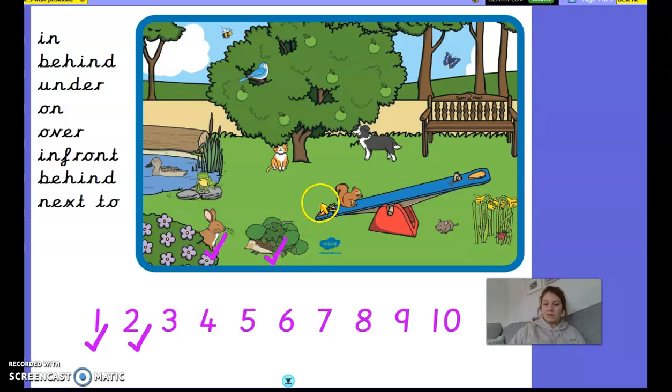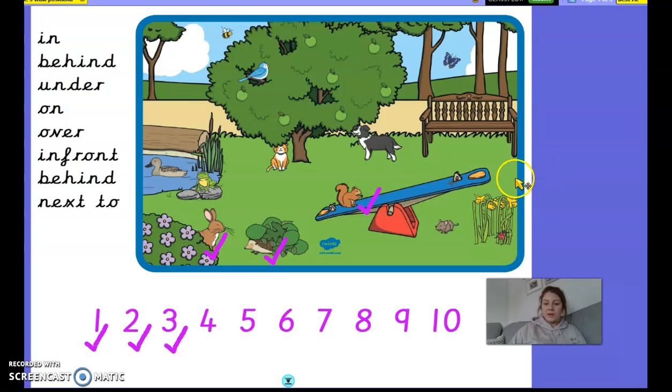Oh, I can see a squirrel. What's he doing? Where is he? He's on the seesaw, isn't he? So we can tick our squirrel. And we can tick the number 3 because we've now got 1, 2, 3 animals. Can you see any more?